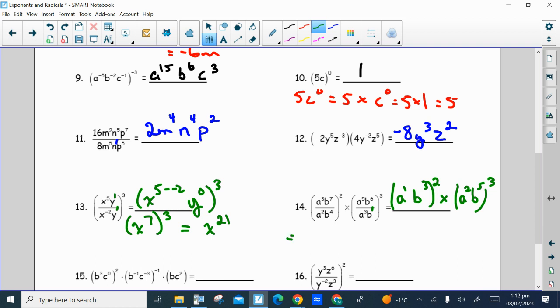So next, I've got exponents inside the bracket raised to an exponent outside. I need to multiply those exponents. a to the 1 times 2 would be a squared. b to the 3 times 2 would be b to the 6th. And that's multiplied by a to the 2 times 3, which is a to the 6th. b to the 5 times 3, which is b to the 15th.